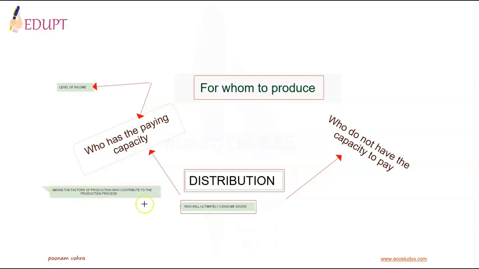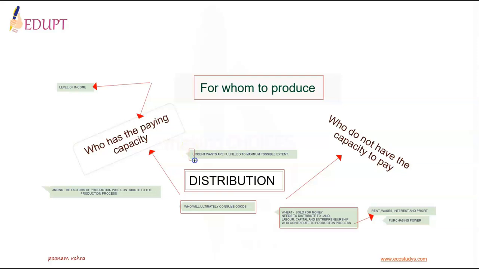For example, wheat produced by the farmer is sold for money. He then needs to distribute to land, labor, capital and entrepreneurship. That is, those who contribute to the production process. The money received by factors of production is in the form of rent, wages, interest and profits respectively. And this determines the purchasing power for other goods and services. So the purpose is to ensure that urgent wants are fulfilled to maximum possible extent.